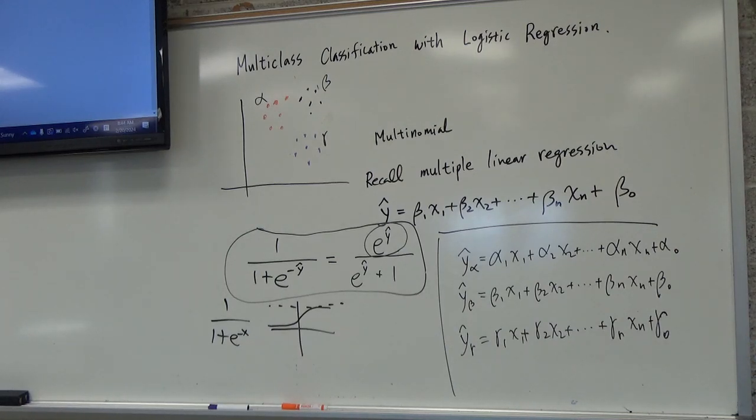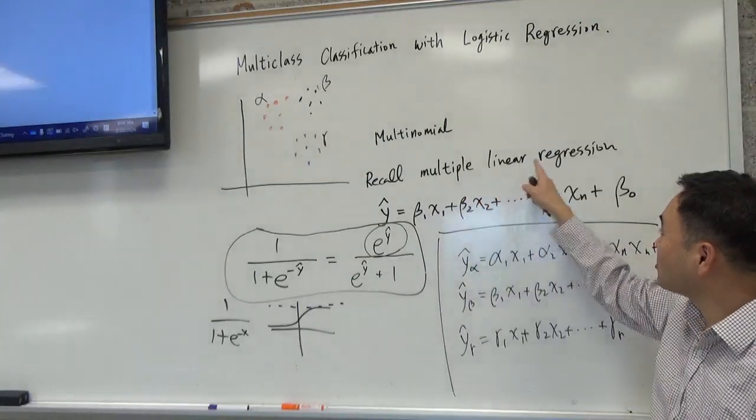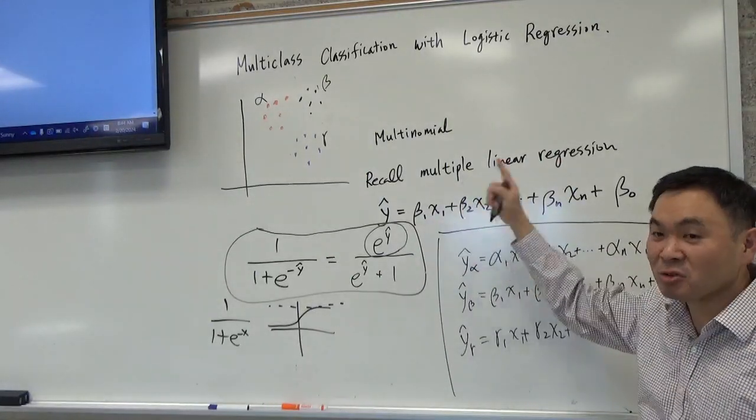You're writing multiple regressions for each of the classes? That's exactly what's happening, right? You can see that I'm doing multiple linear regression for each one of them. Okay, I'm not actually.